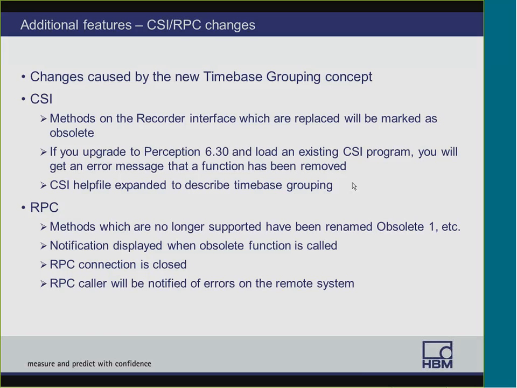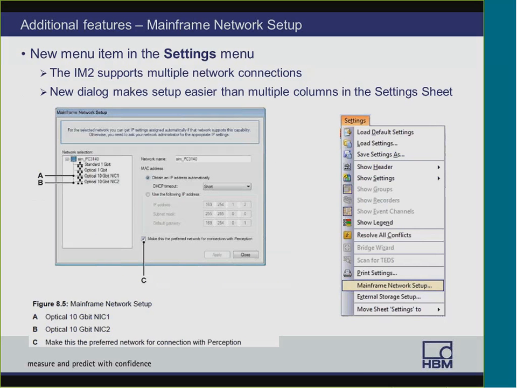With an IM2, you actually have an option of having multiple Ethernet connections on a single mainframe. So we've added a new menu item in the settings menu called Mainframe Network Setup that makes it easier to set up these multiple Ethernet connections. So if you're looking for where some of that went, it just moved to a new dialog.